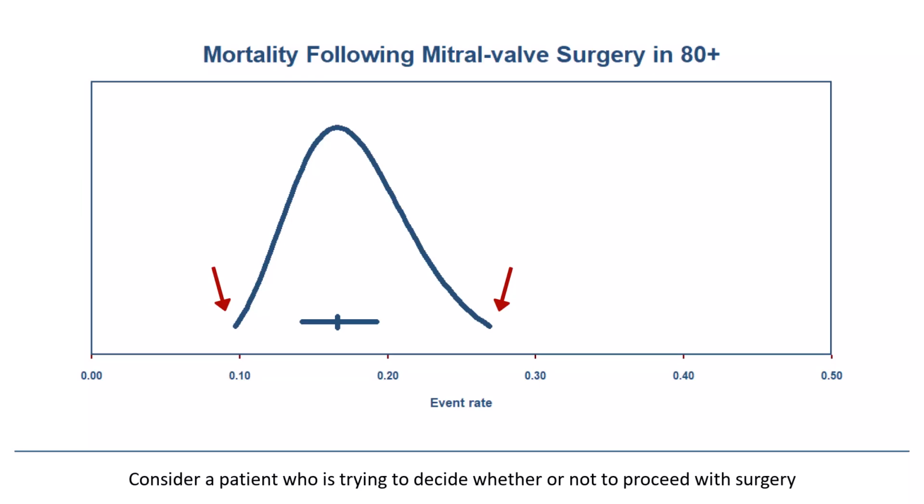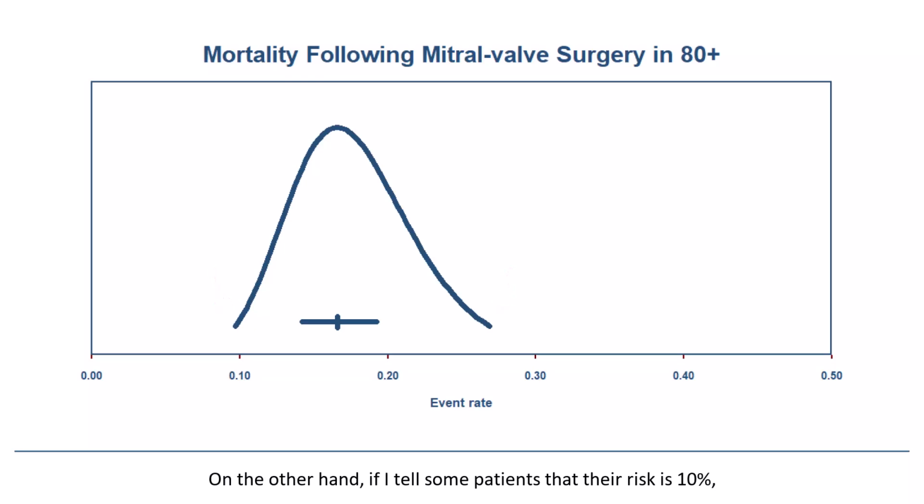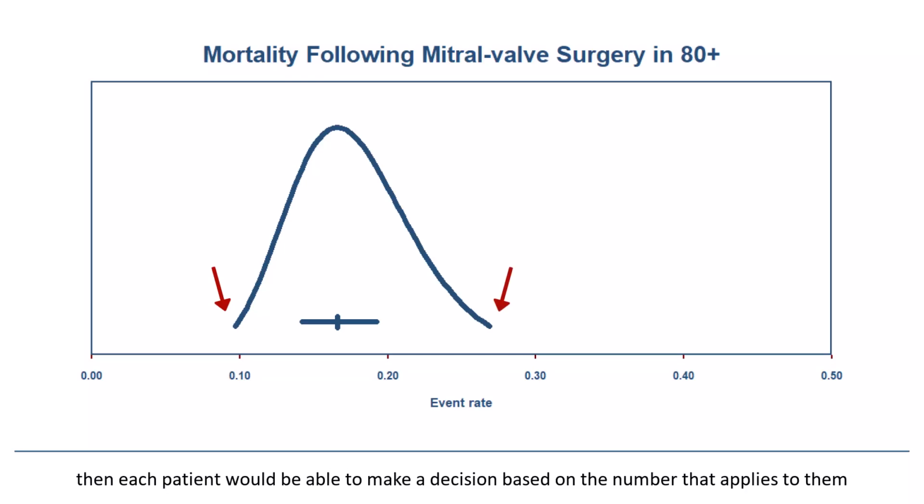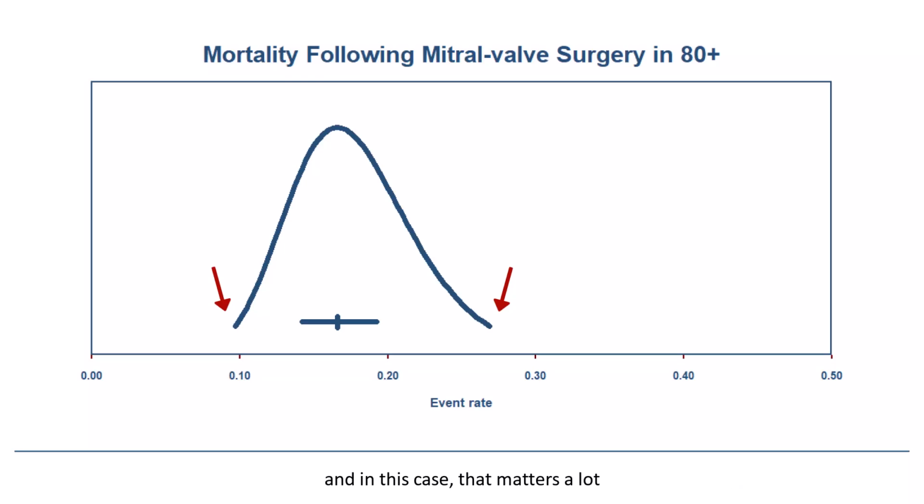Consider a patient who's trying to decide whether or not to proceed with surgery. If I tell all patients that their risk of death is 17%, they'll need to make a decision based on that number. On the other hand, if I tell some patients that their risk is 10%, and I tell other patients that their risk is 27%, then each patient would be able to make a decision based on the number that applies to them. And in this case, that matters a lot.